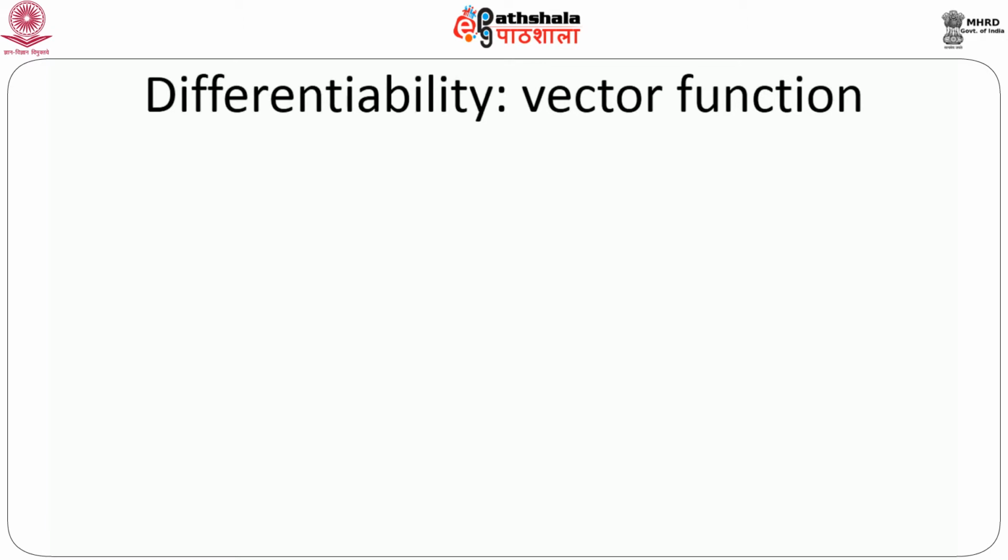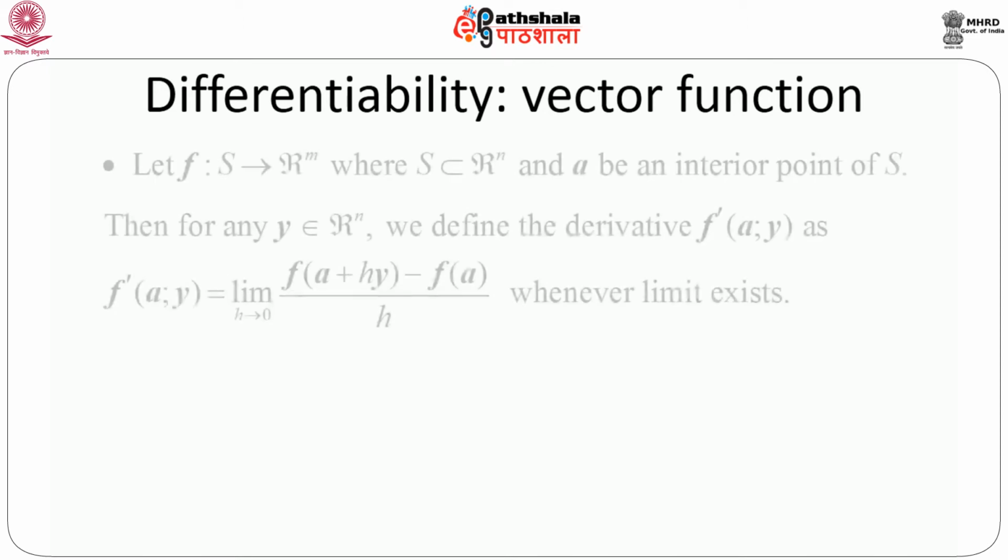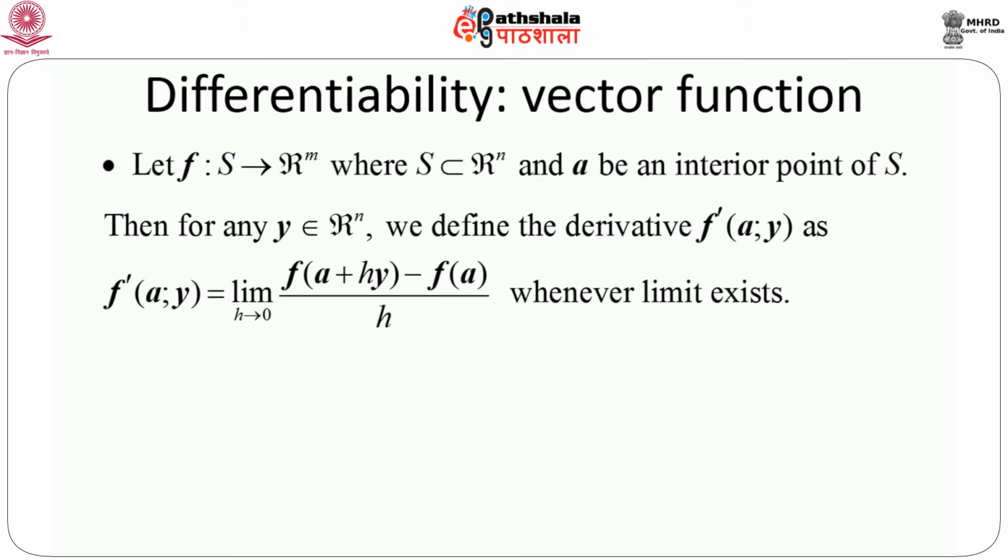Now let us move on to the differentiability of a vector valued function. Of course we can think that we can easily extend this idea, which is indeed true. Let f be a vector valued function, that means f goes from S to Rm, a mapping from S to Rm, where S is a subset of Rn. That means it's basically a mapping from Rn to Rm. So the argument is an n dimensional vector, f is m dimensional, and let a be an interior point of S.